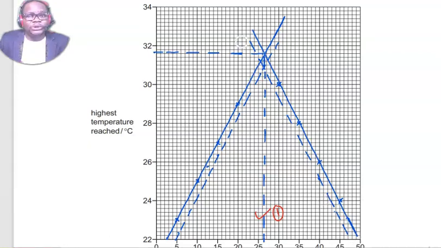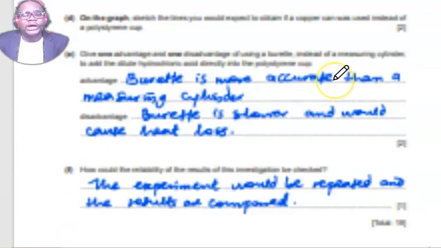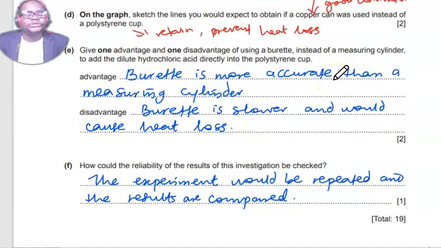The lines cross one another and you get the same maximum volume of sodium hydroxide used, 26. You still ensure that the maximum temperature you reached will be at 26 cm cube of sodium hydroxide. But the maximum temperature reached will be lower than if you use a polystyrene cup. This will be the maximum temperature reached for using the copper can. So that's how to interpret the graph in this respect.